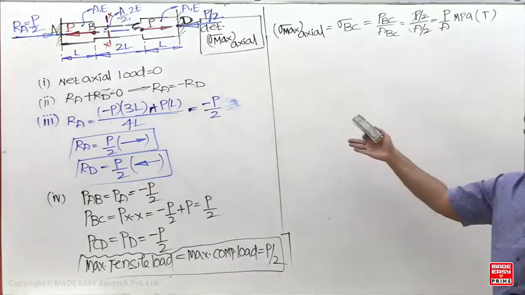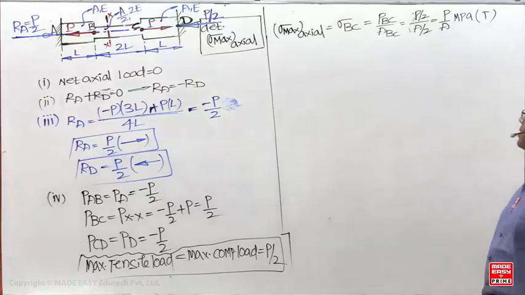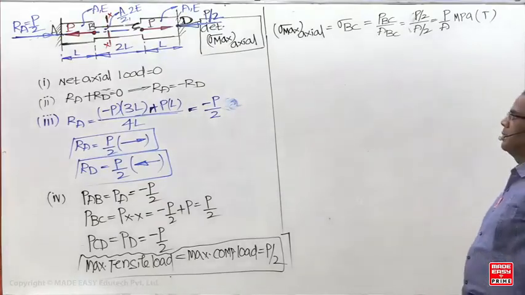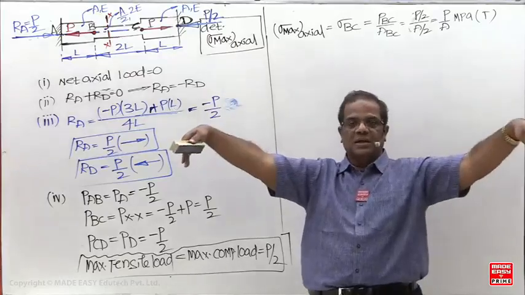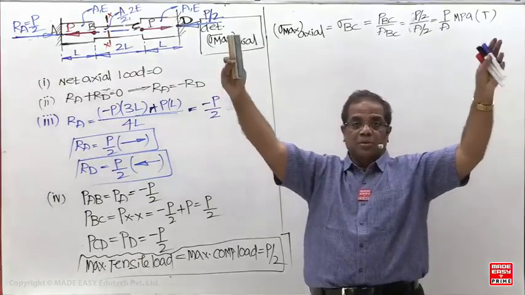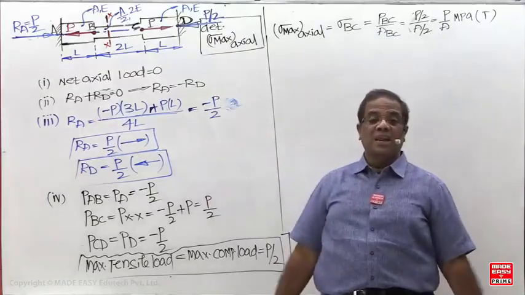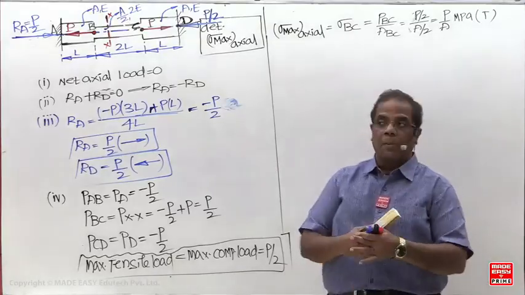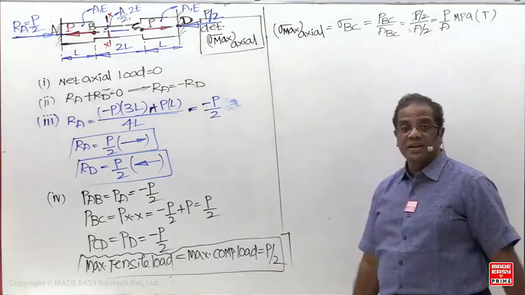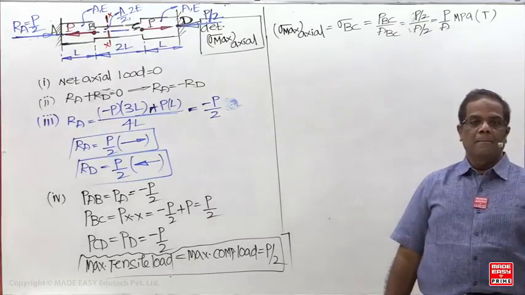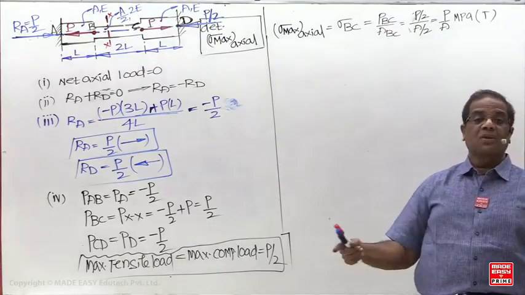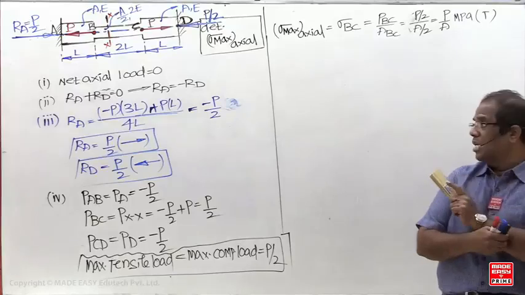If somebody wants to use the actual method also, you can use it now. So the only conclusion now: whenever a bar is fixed at both the ends and the net axial load is 0, reactions are equal and opposite.